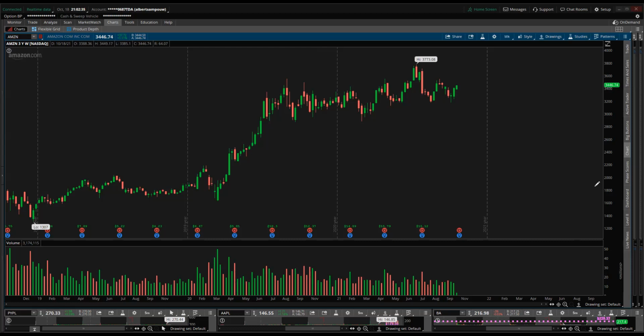Now, we're looking at a chart of Amazon. So what we're looking at is the price movement of Amazon on a weekly time frame. Now, this right here where my cursor is, it says WK. That's weekly, okay? That means that we are looking at it from a weekly time frame.